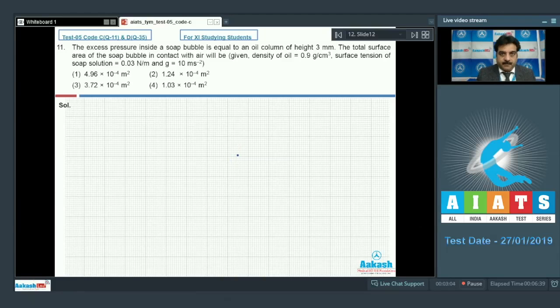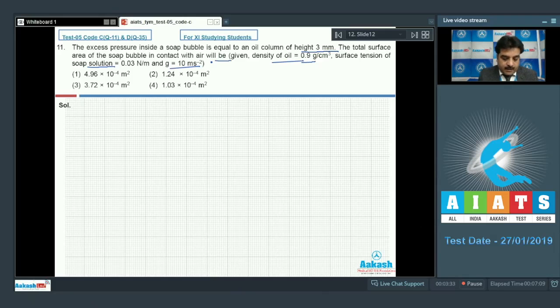In question number 11, the excess pressure inside a soap bubble is equal to an oil column of height 3 millimeter. The total surface area of the soap bubble in contact with air will be given. Density of oil is 0.9 gram per centimeter cube. Surface tension of soap solution is given as 0.03, and g you can take as 10 meter per second square.